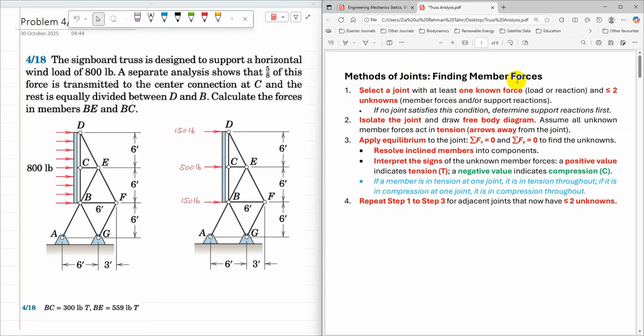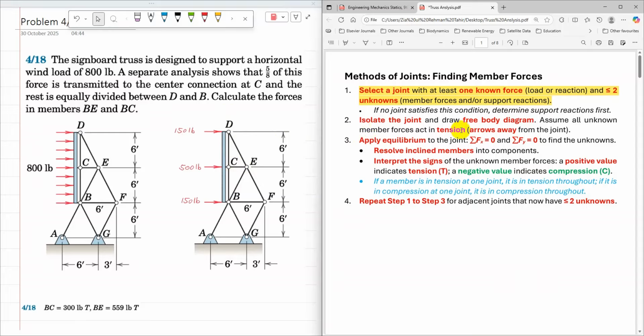The steps to find member forces using the method of joints: we need to select a joint that has at least one known force and two or fewer unknowns. If I look at joint D, it has one known force, 150 pounds, and there are two members at joint D, CD and DE. So I can start with joint D.